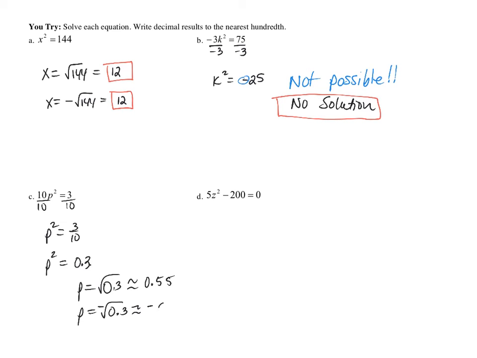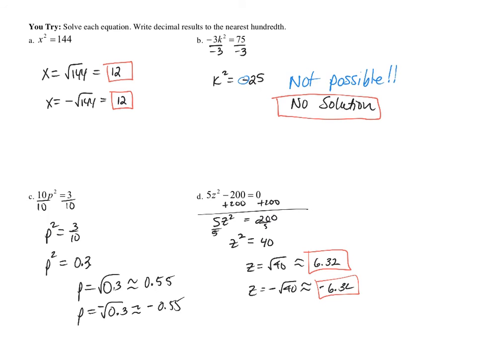0.55 and negative 0.55. All right, and then on this one, just isolate your z squared term, and then you can take the positive square root and the negative square root. So I'll give you a minute. You can pause. All right, there we go. So there is the square root property.